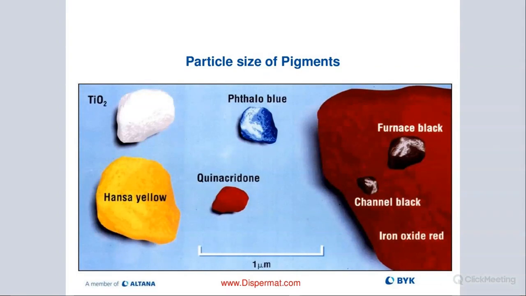Here's a good slide just showing you some different types of pigments that are out there and what that primary particle size looks like. So just an example.